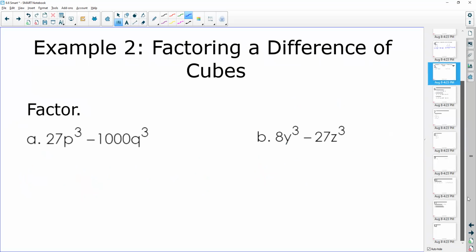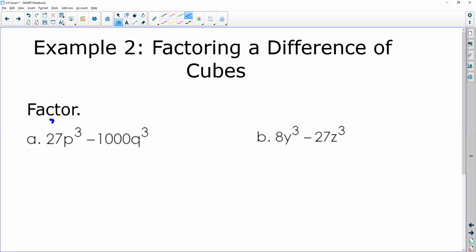Now, sometimes they look a little uglier. So what? It doesn't change anything, as long as everything is a cube. 27 is the cube of 3. P cubed is the cube of P. 1000 is the cube of 10. And Q cubed is the cube of Q. Whew, that's going to be horrible on the transcript.